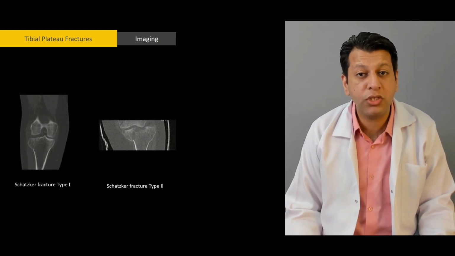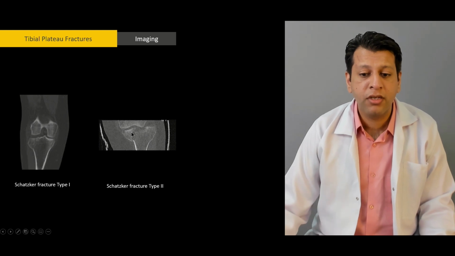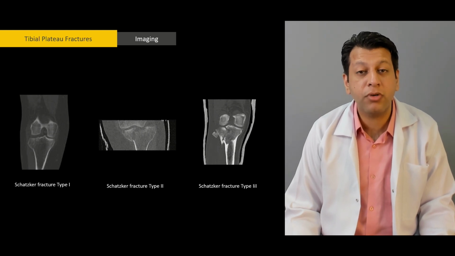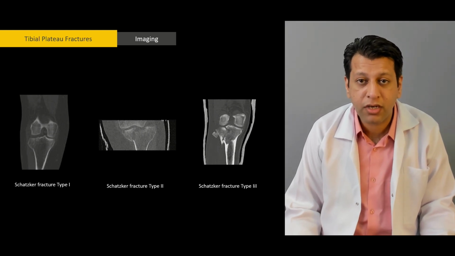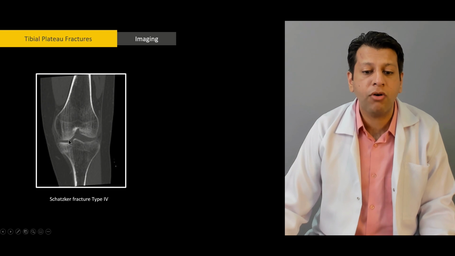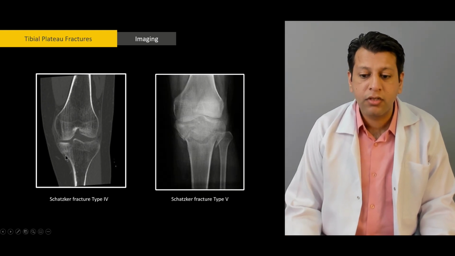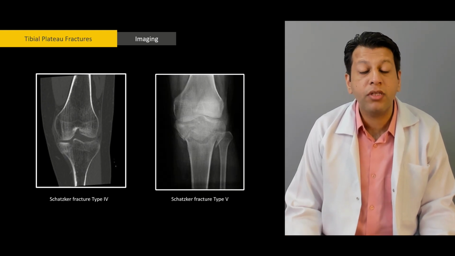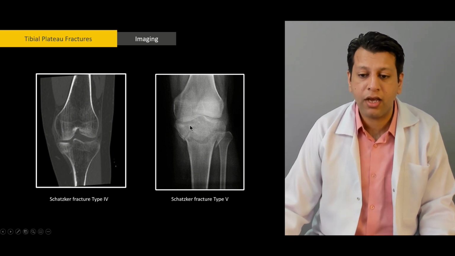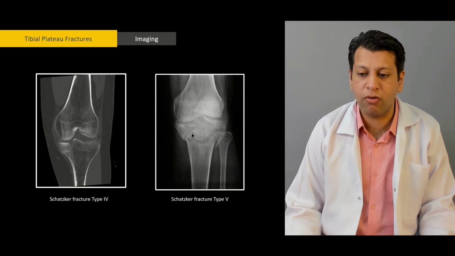Then type 2, which is called central depression plus the split of the lateral condyle. Then type 3, which involves mainly the central depression. Type 4 is involving the medial condyle only. And type 5 is involving both condyles, called the bicondylar fractures, in which the lateral as well as the medial condyle are both involved.